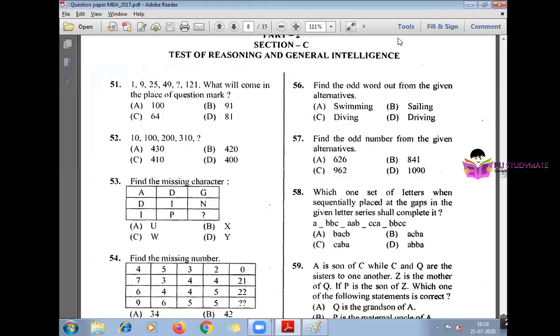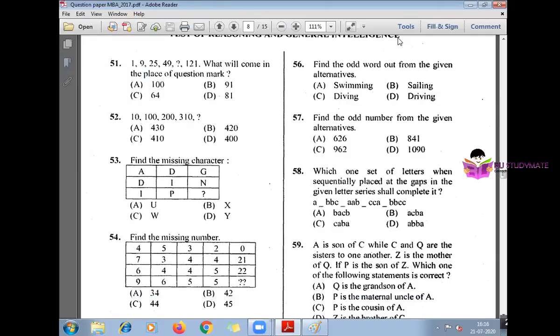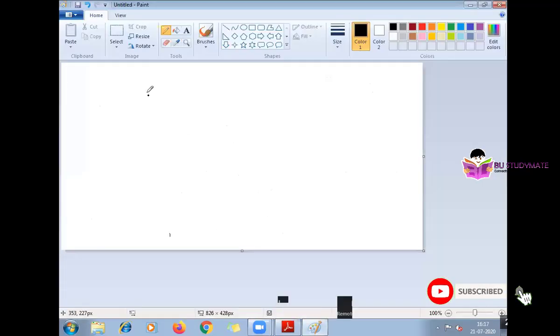$430. Okay, fine. Yeah. Okay, 430. That's right. So how will we arrive at that answer? I'll show you. See, what are the numbers they have given?